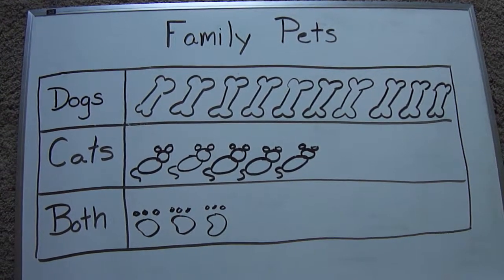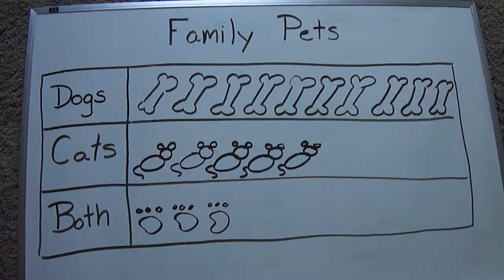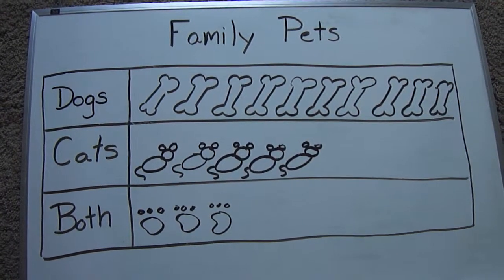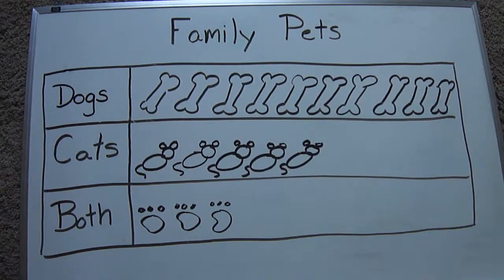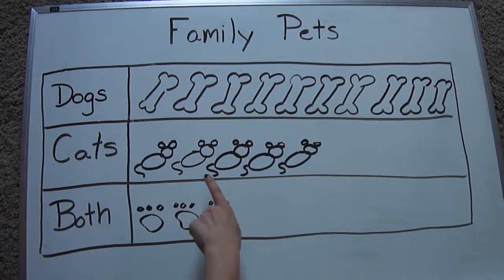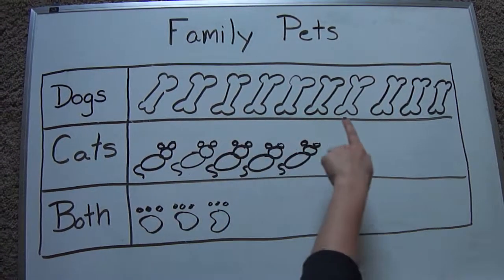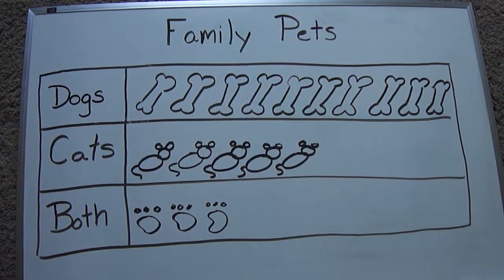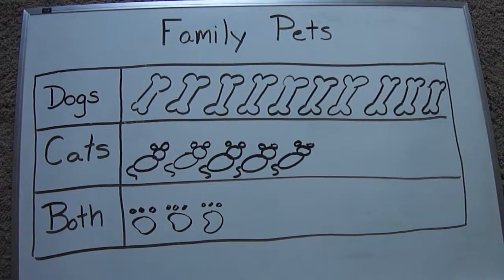I can also tell from this chart that only 3 students have both a dog and a cat as a pet. Having both a dog and a cat as a pet is the least popular family pet. I know this because I can see that I have 5 students that have just a cat as a pet, and I have 10 students that have just a dog as a pet. But I only have 3 students that have both animals as a pet.